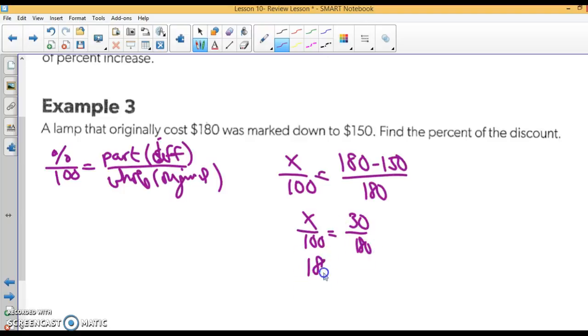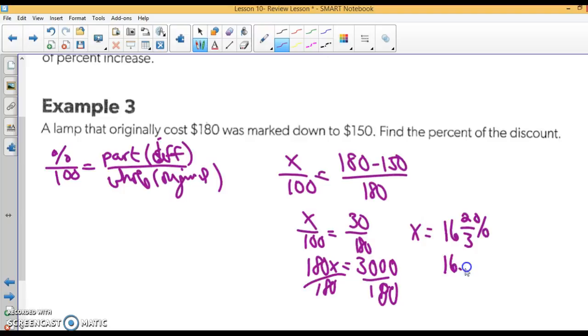Cross multiply. 180x equals 3,000. Divide both sides by 180. And you end up getting x is, multiple ways, 16 2/3%, 16.6% repeating, or if you round things, 16.7%. And this is all percent of this.